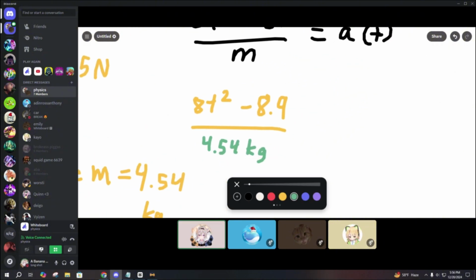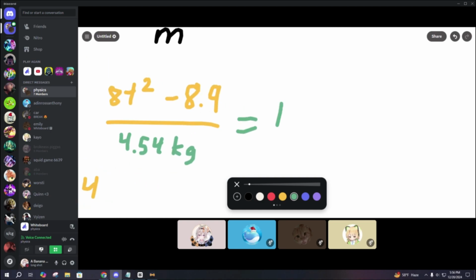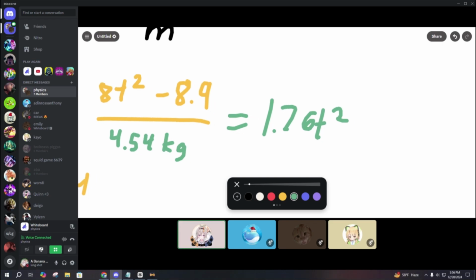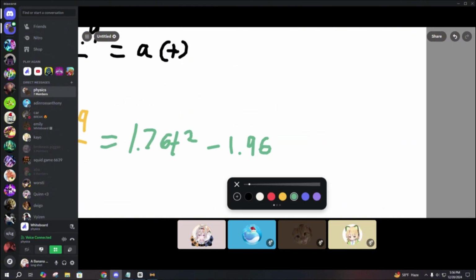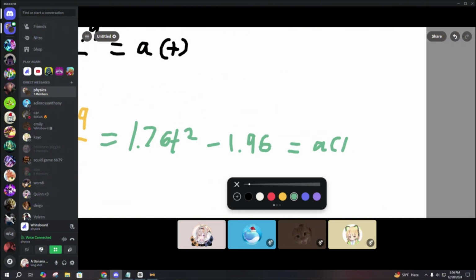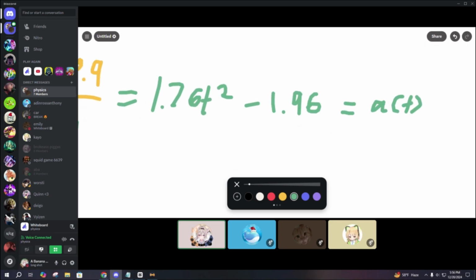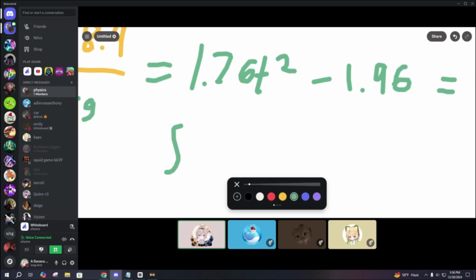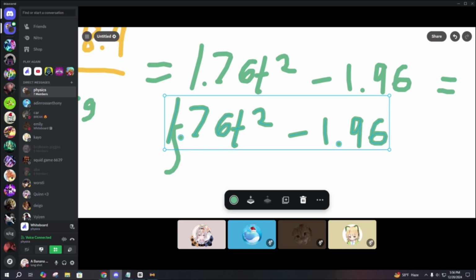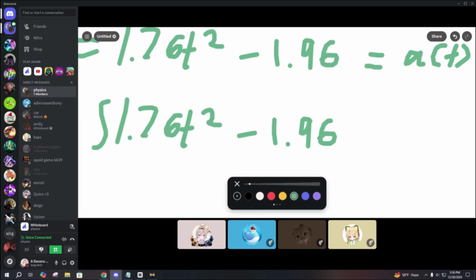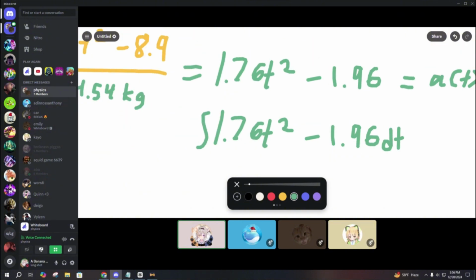And that simplifies to 1.76 t squared minus 1.96 is equal to a of t. Now I'm going to integrate. I'm going to integrate a of t, which is just that function up there, with respect to time. And that's going to get me v of t.